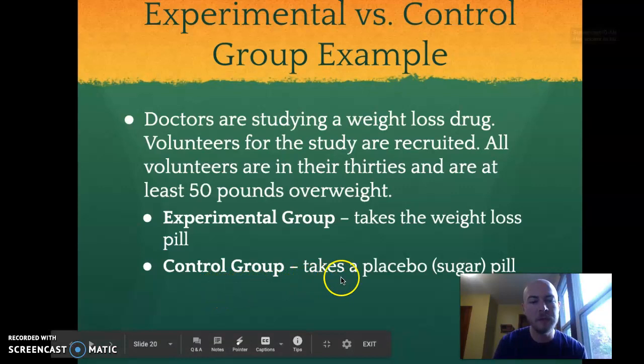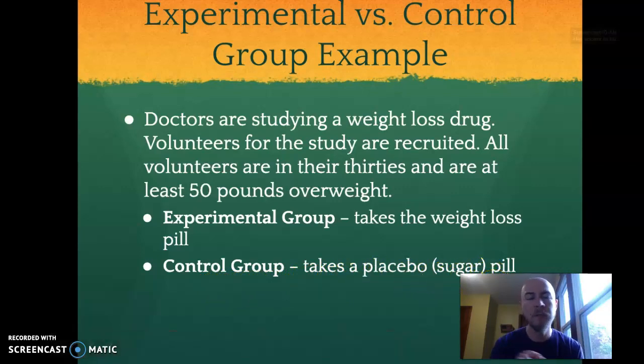And I don't want this to be confusing here. So if we read the sentence, it says they take a placebo or sugar pill. And let me explain that. A sugar or placebo pill, should it cause weight loss? No, it should not. So when you're thinking about the control group, oftentimes in medical studies, the control group will still receive a pill, but the pill will do nothing. All right. In our studies, most often we'll just remove the independent variable so they don't have it.